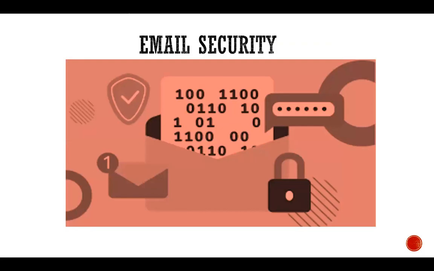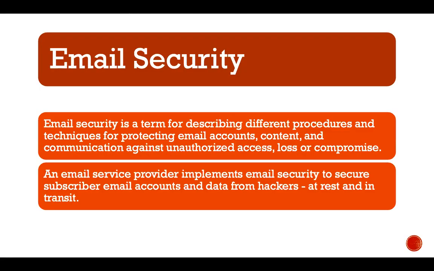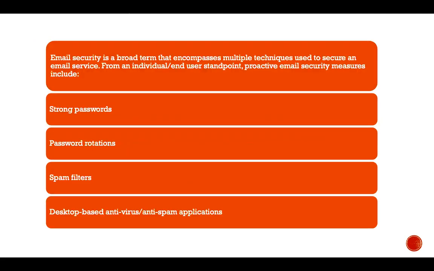Our last point is email security. Email security is a term for describing different procedures and techniques for protecting email accounts, content, and communication against unauthorized access, loss, or compromise. An email service provider implements email security to secure subscriber email accounts and data from hackers at rest and in transit. Email security is a broad term that encompasses multiple techniques used to secure an email service.